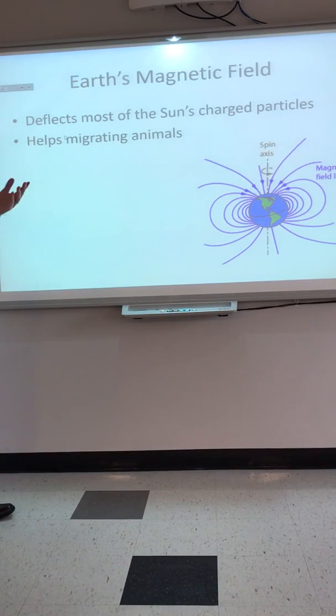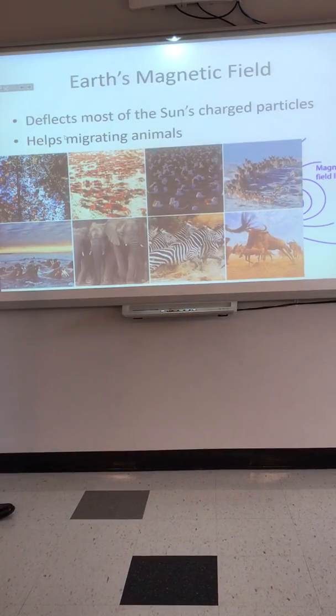It helps migrating animals. This allows them to know which way to go. When these large migrations happen, it talks about daylight times, but there's also magnetic items in their memory that help them remember where to go.